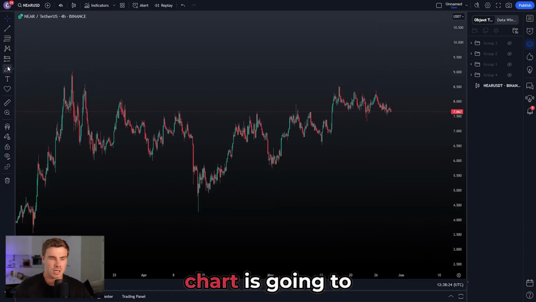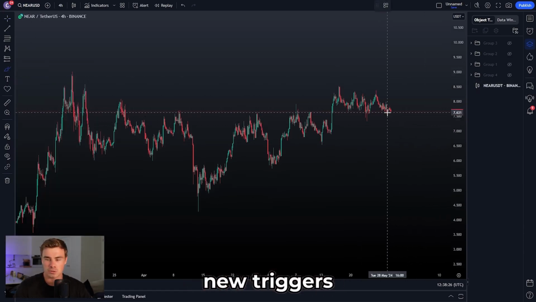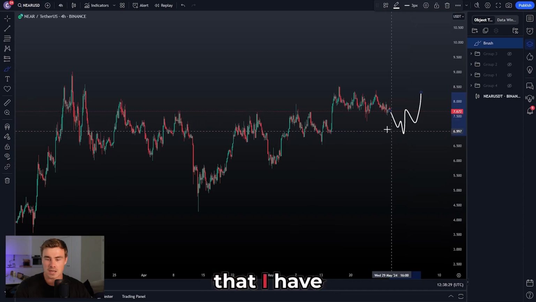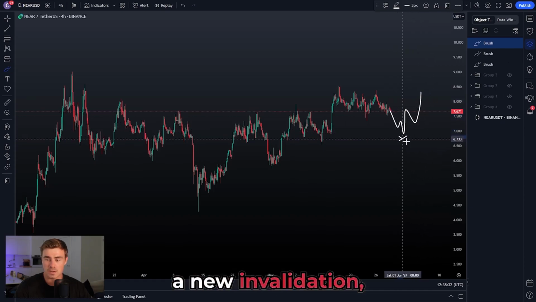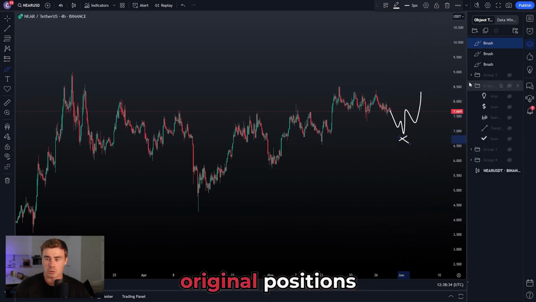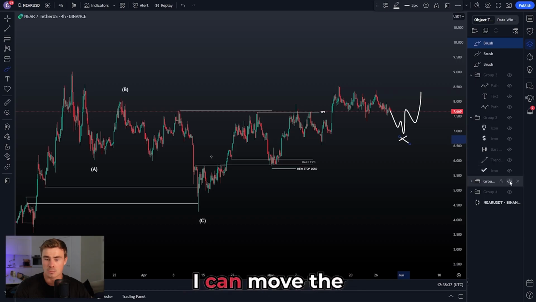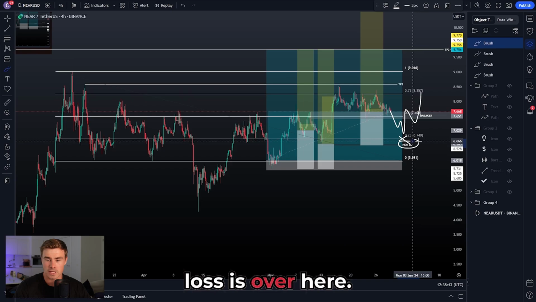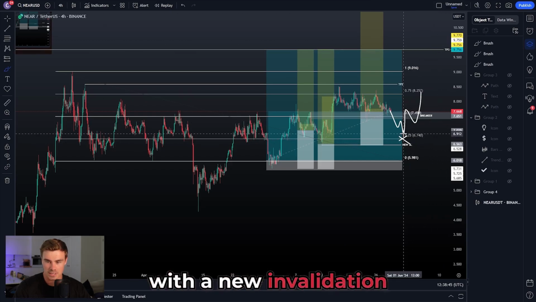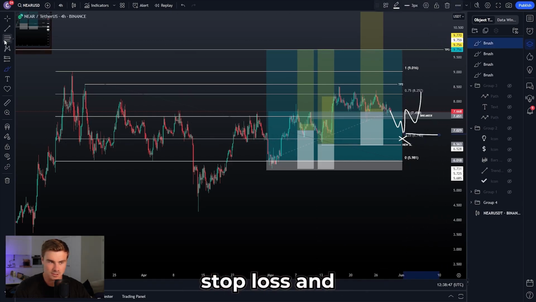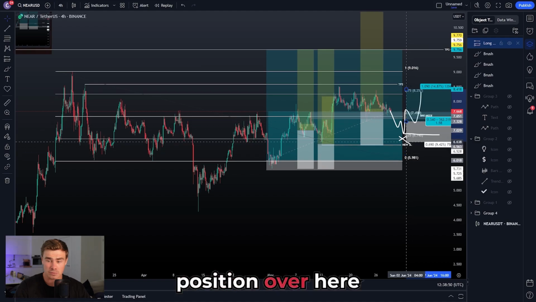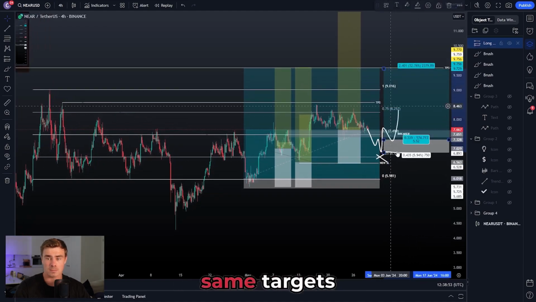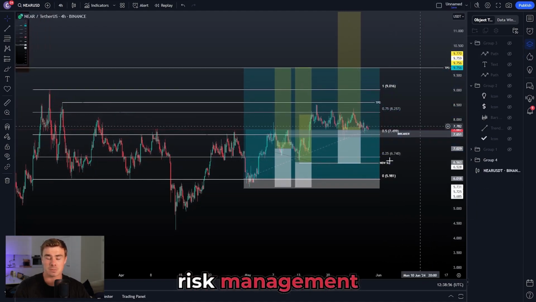But maybe the chart is going to be providing me with brand new triggers over here, which means that I have new triggers, which means that I have a new invalidation, which means that from the original positions over here, I can move the stop, right, to this new invalidation. Right now, the new stop loss is over here. But if the chart provides me with a new invalidation over here, I can tighten my stop loss and I can maybe even add a fifth position over here with that stop loss, with the same targets, as long as my risk management allows it.